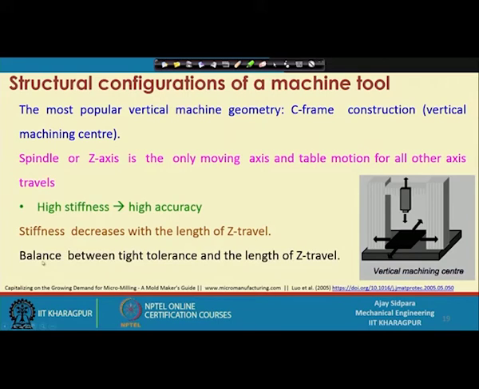So, what we need is a balance between the tight tolerance and the length of the Z travel, because if you are making a very long Z travel, then at that time there is a high chance of creating a problem in terms of the run out and the axis symmetry. So, we have to make sure that we are getting a tight tolerance, and also there is a reasonable length of the Z travel available, so that the maximum number of workpieces with different heights you can machine without any problem.